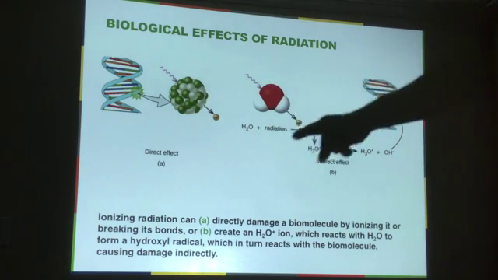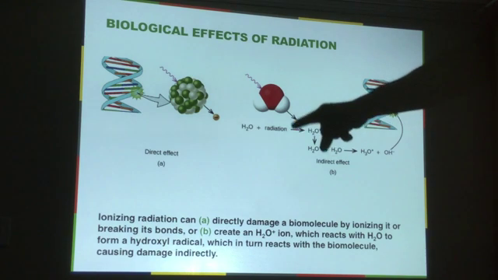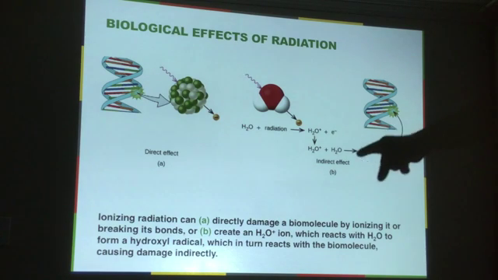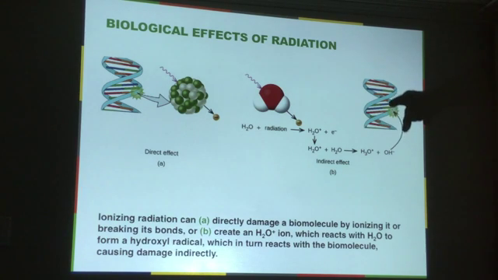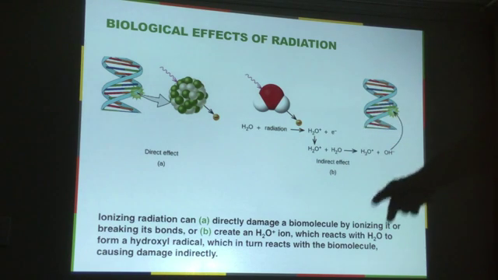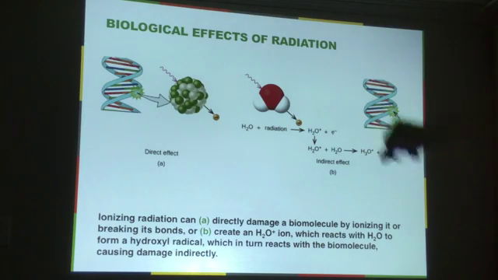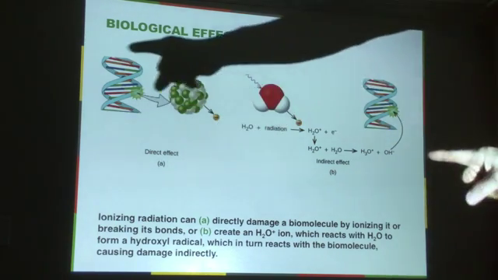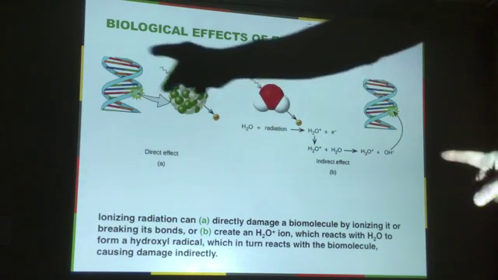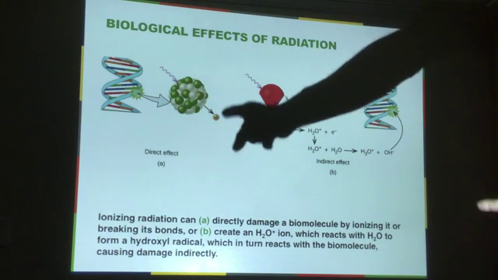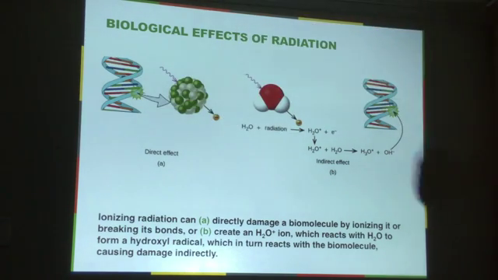The radiation can also strike water. The water loses an electron and becomes ionized. It interacts with other water molecules, producing oxidized molecules, which then interact with biological molecules and damage them indirectly. So this is an indirect effect of the radiation on the biological molecules, and this is the direct effect. The direct effect is uncommon, but when it occurs, it can lead to tumors and cancers.